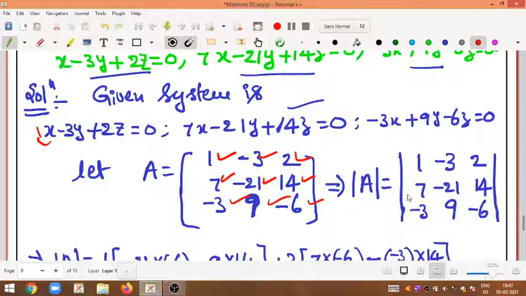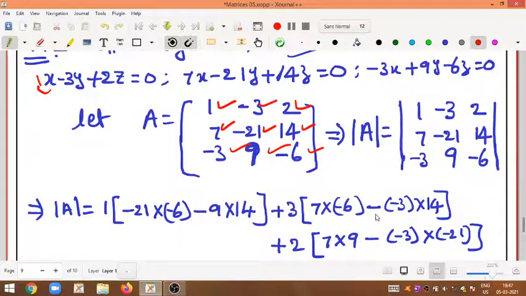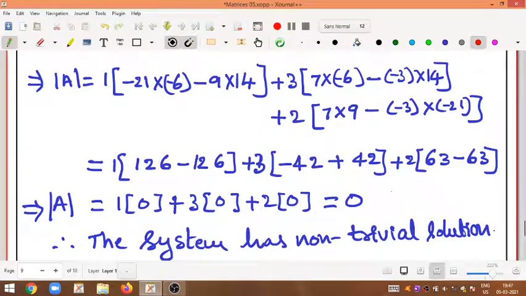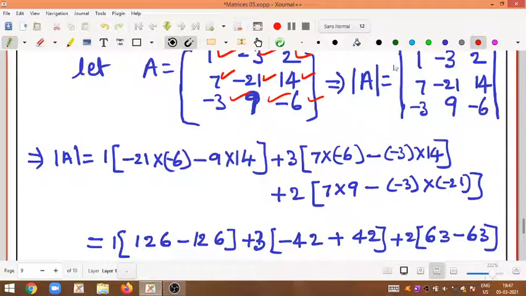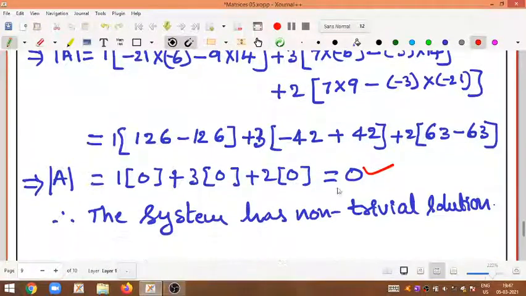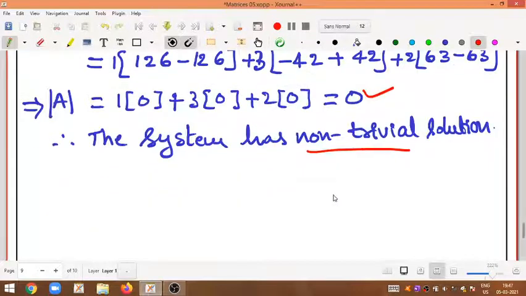We want to find the determinant of this matrix. The determinant becomes how much? 0. By expanding any row or column, we will get 0. So that's why this system has a non-trivial solution.